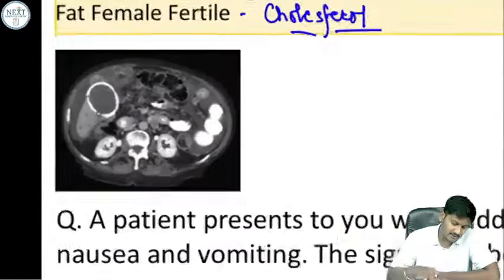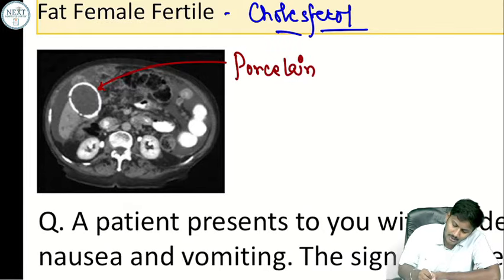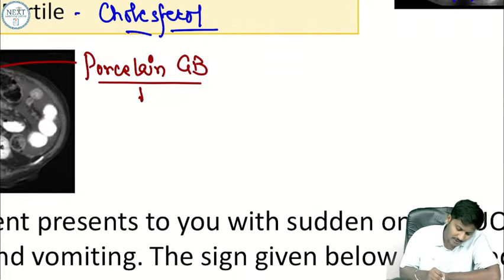Now this was a previous year image based question, beta, from August 2020, where you are able to see a calcified gallbladder. And this calcified gallbladder, beta, is classically called a porcelain gallbladder. And why is porcelain gallbladder important? The reason is it is a pre-malignant condition.